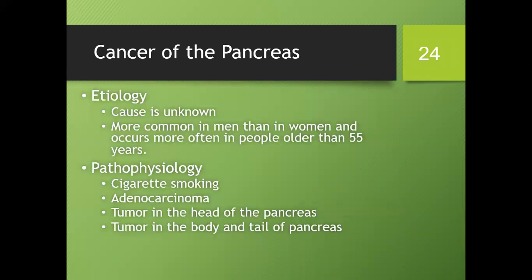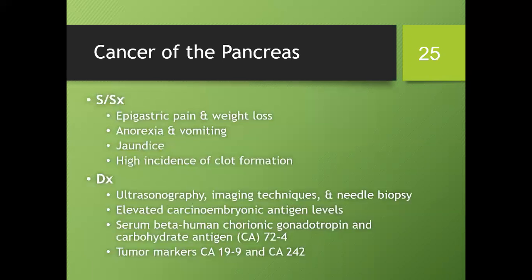Cancer of the pancreas is really not known why it happens, but it's more common in men than women, and it occurs more often in people that are older than 55. Potentially, cigarette smoking can cause it. Adenocarcinoma is the typical pancreatic cancer. There can be a tumor in the head of the pancreas, the body, or the tail, and they can do a Whipple procedure to resect. Epigastric pain and weight loss are your symptoms.